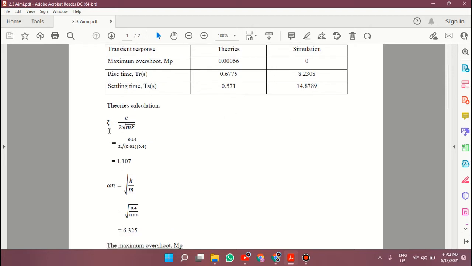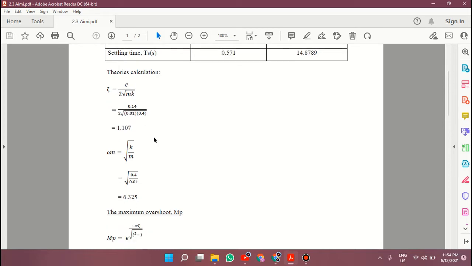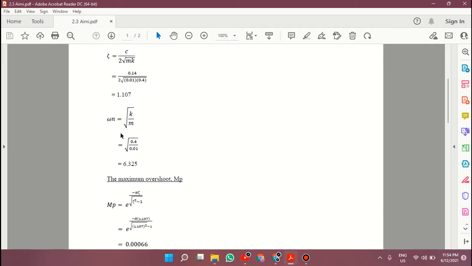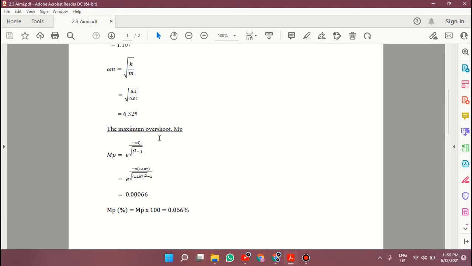The theoretical calculation: damping ratio is equal to c over 2 multiplied by the square root of mk, which is equal to 0.14 over 2 times the square root of 0.01 times 0.4, equal to 1.107. The natural frequency is equal to the square root of k over m, which is the square root of 0.4 divided by 0.01, equal to 6.325.